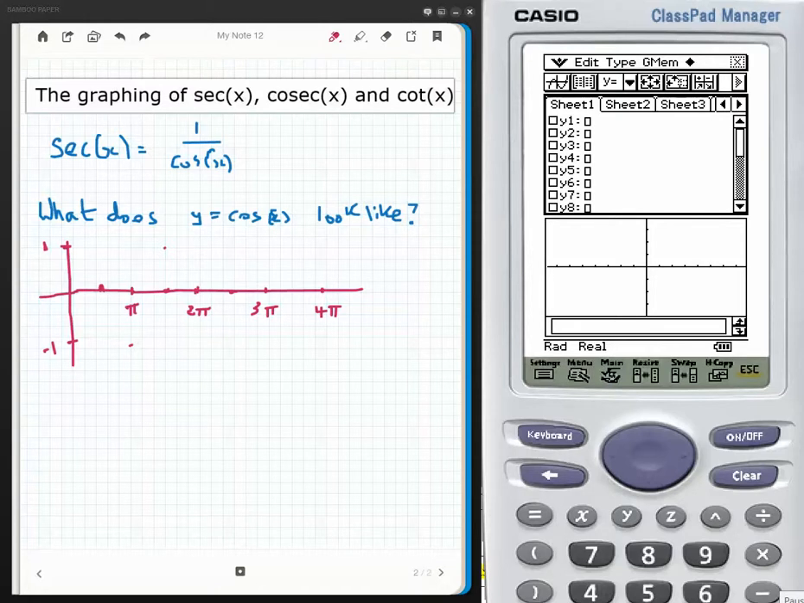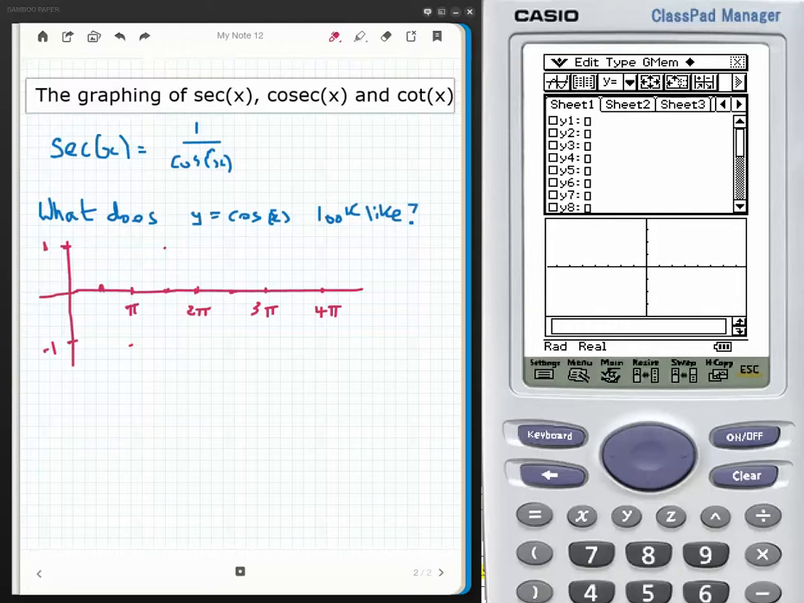This is for Year 12 Specialist Maths, and it's how to draw the graphs of sec x, cosec x, and cot x, and how you can do it on a calculator. Remembering that sec of x is just 1 on cos of x, cosec of x is 1 on sine of x, and cot of x is 1 on tan. So it's the reciprocal, or inverting the cos, sine, and tan graphs.